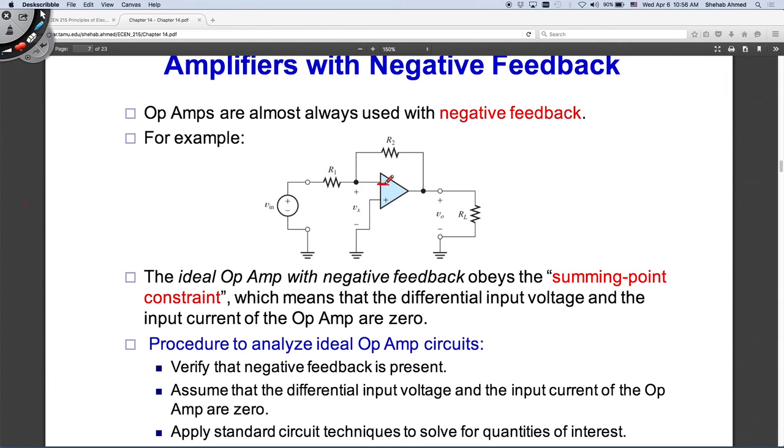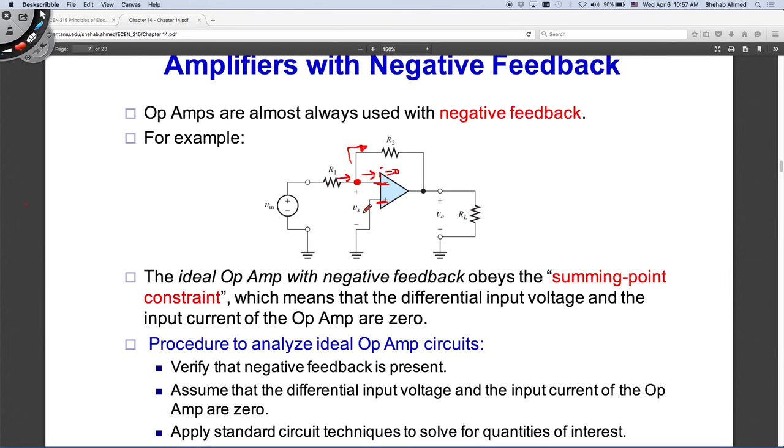If this is an open circuit, there's nothing connected here, and this is an open circuit, nothing connected here, then this current is zero, correct? If this current is zero, then the current going into this node is the same as the current flowing here, since this current is zero. This is what's called the summing point constraint, or this is one aspect of it.